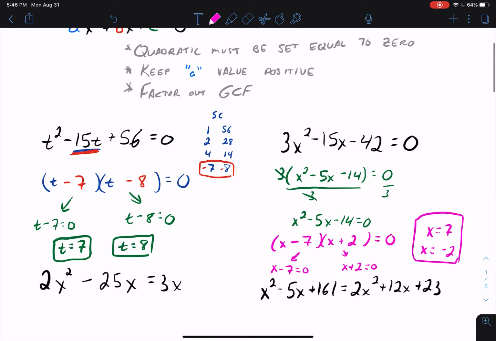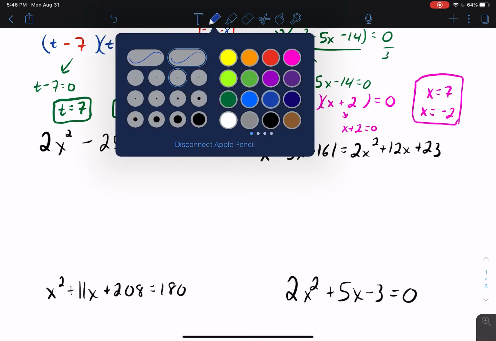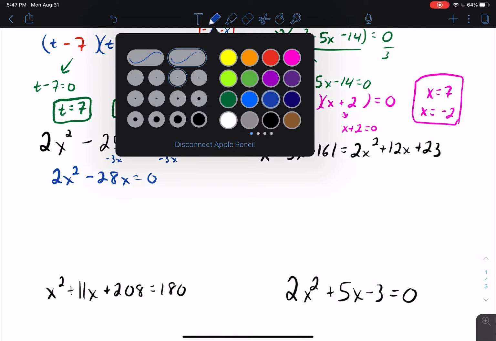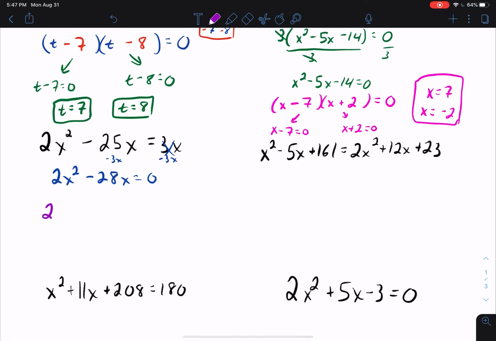Let's keep rolling. In this next one, we've got 2x squared minus 25x equals 3x. I need to set it equal to 0 first. So my first step is to set this equal to 0. Next up, look for a GCF. Well, they both have a 2 in common, so I can factor out a 2. And with the variables, they both have an x in common, so I can factor out an x.